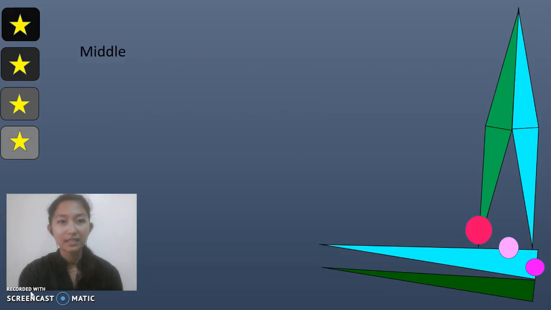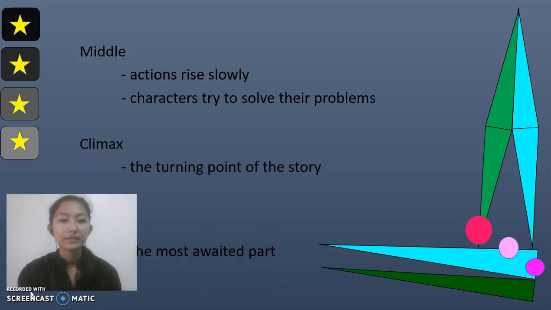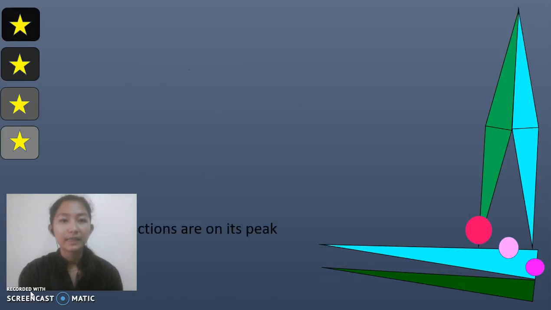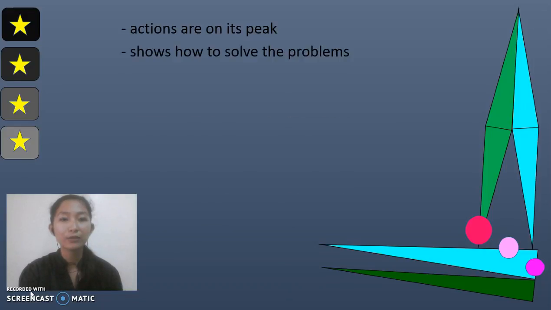So, let's proceed to the middle part of the plot. It is where the actions rise slowly, and characters try to solve their problems. Then, the climax, or the turning point of the story. It is also the most awaited part. It is also where the actions are at their peak, and it shows the process for the characters to solve the problems.